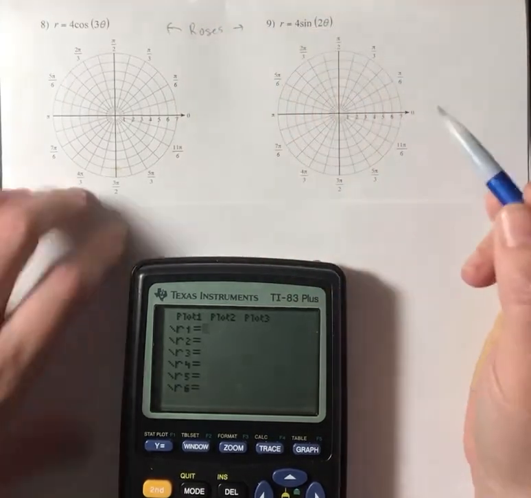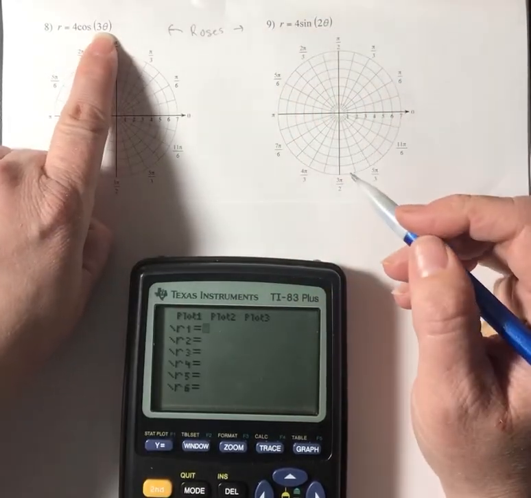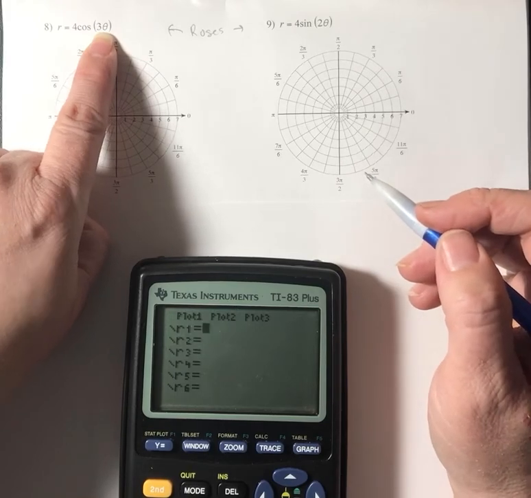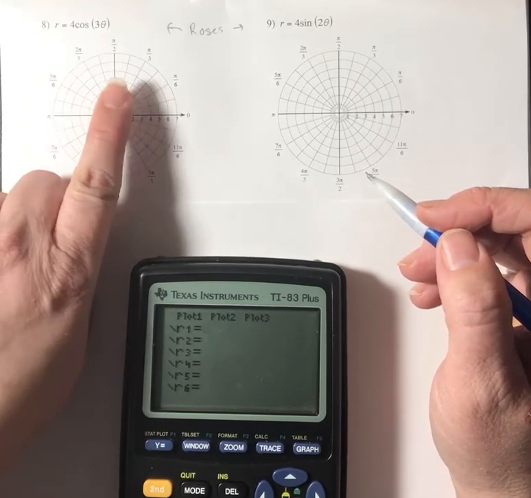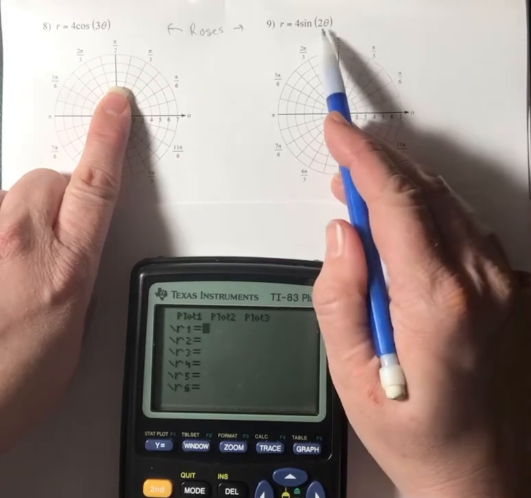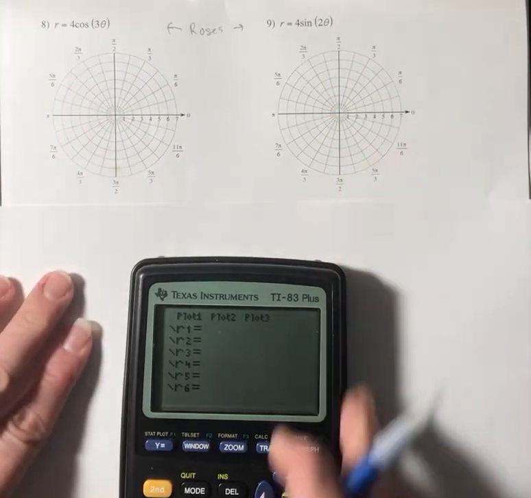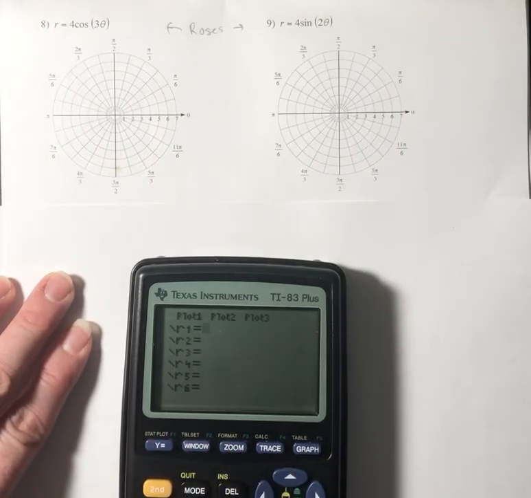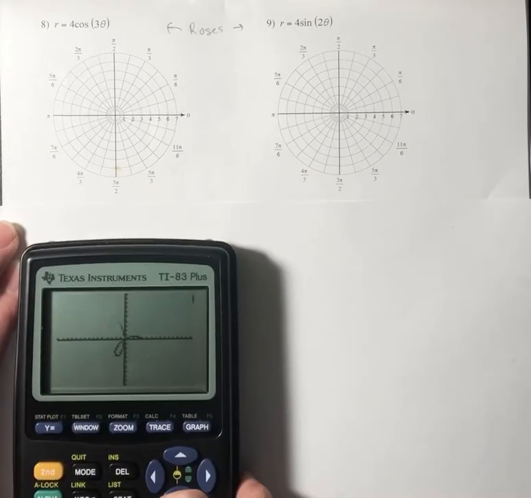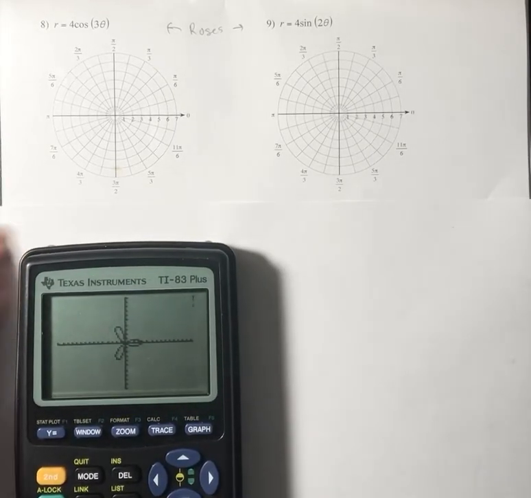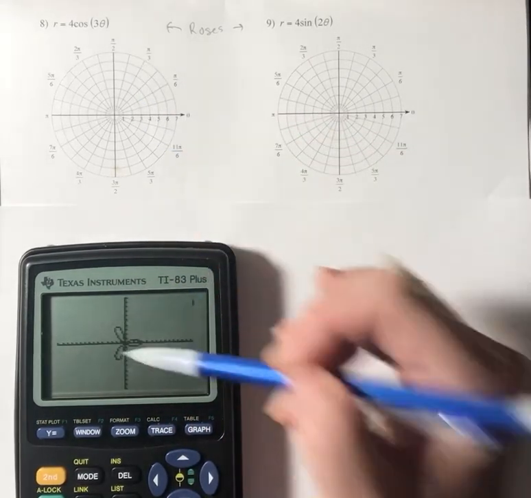If it has an odd number for your argument, this is going to have exactly that many petals, so this one will have 3 petals. If it has an even number, it's going to have twice as many petals. So 3 theta, 3 petals.